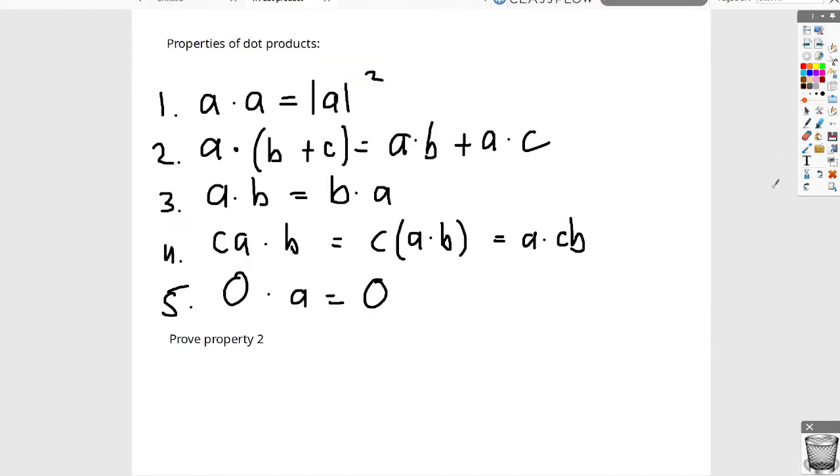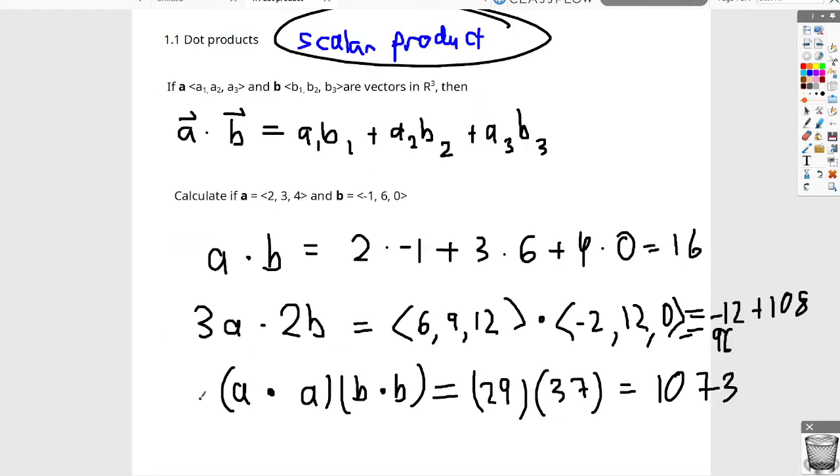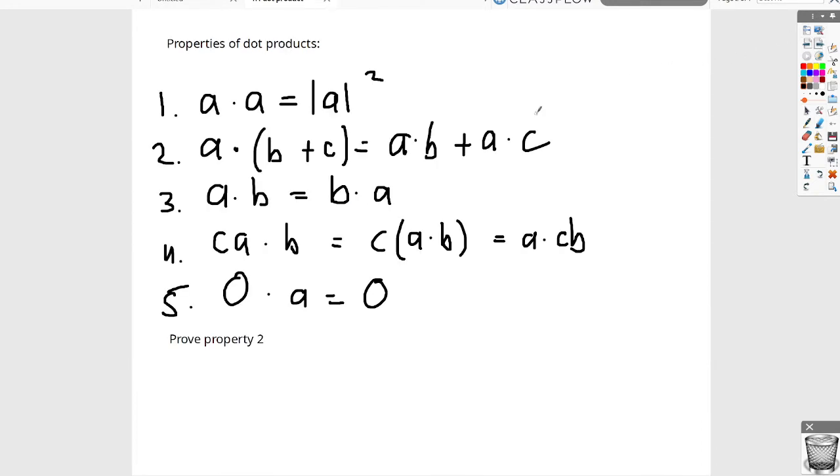Next, these are the properties of dot products. A dot A gives you A squared. So basically, that's what I told you for this calculation to make it easier. Just square all of the components.